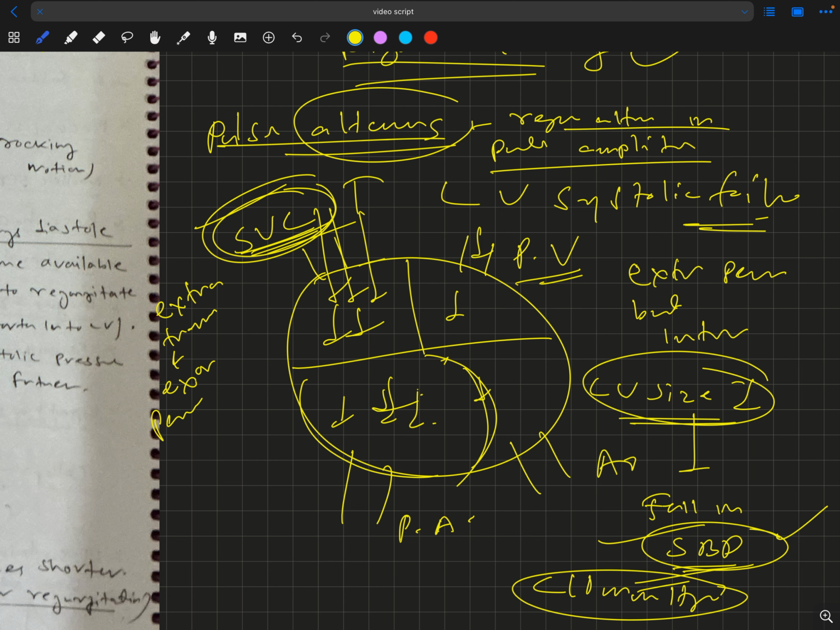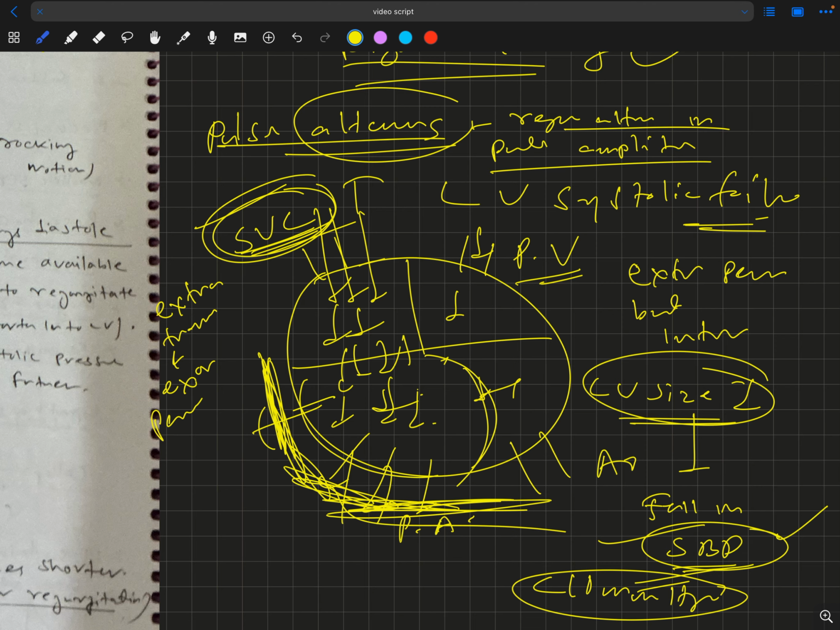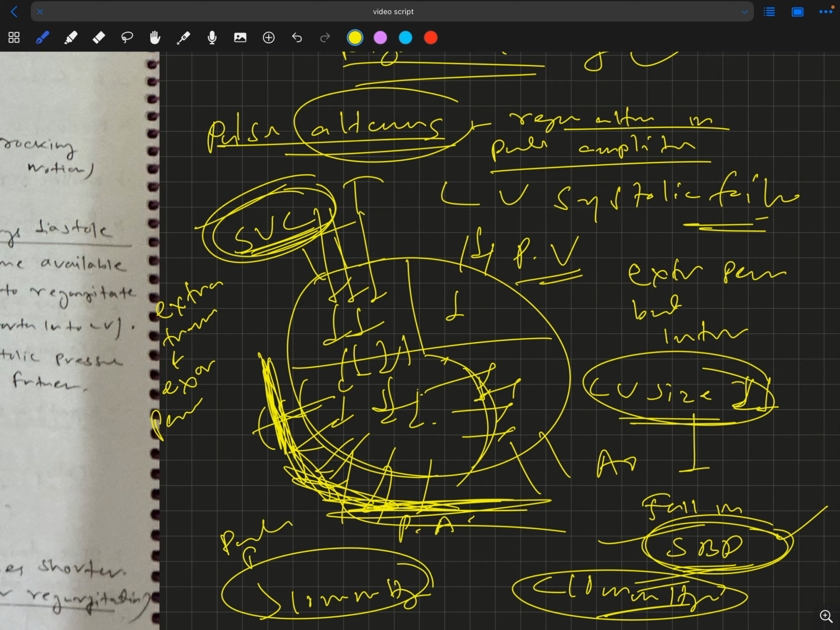Why does this happen? Because during right ventricular filling, during inspiration, it expands to both sides. If the pericardium is fibrosed, in case of constrictive pericarditis or cardiac tamponade, then it cannot expand towards the outside, so it will only expand towards the interventricular septum. That will lead to more decrease in LV size, that will lead to more fall in systolic blood pressure, that will be more than 10 mm of Hg. It is called pulsus paradoxus.